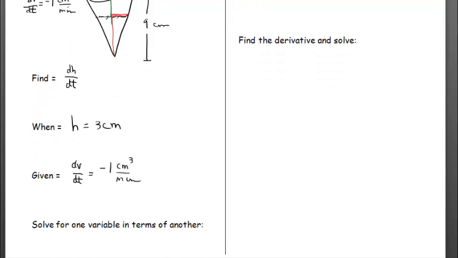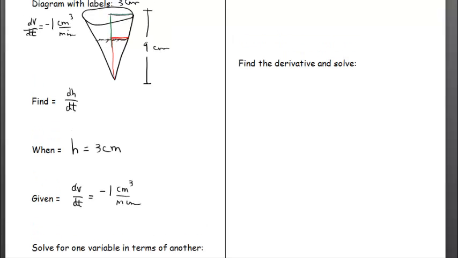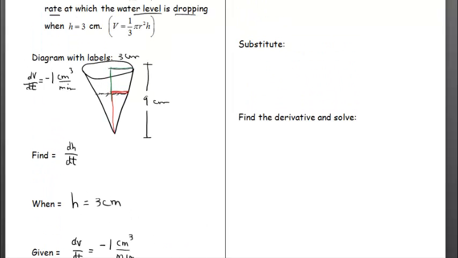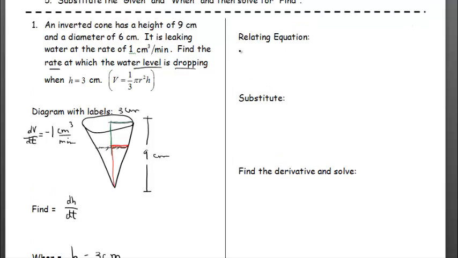All right, so we're dealing with the volume of a cone. Before we even know that, we're going to have to solve for one variable in terms of another. Right back up here, the relating equation is the volume of a cone: pi r squared h divided by 3, or just pi over 3 times r squared h.